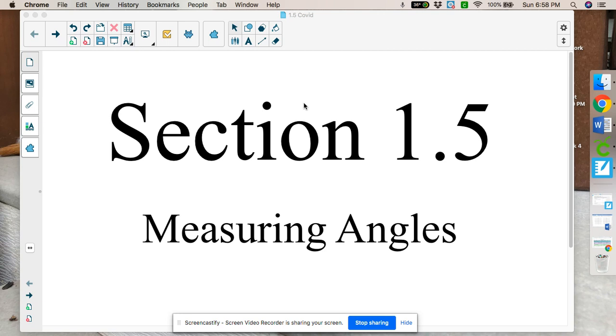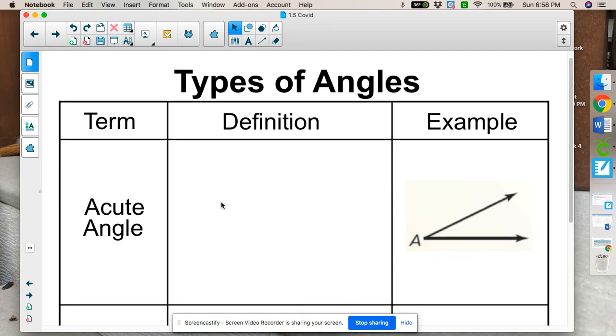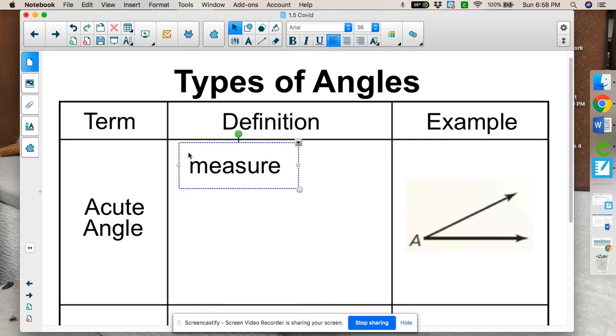All right, guys, section 1.5 is all about measuring angles, and I'm sure you'll see as we get started with the section, you will be familiar with some of the terms that I'm going to introduce to you for section 1.5. So the first thing we want to talk about are the types of angles we are going to be measuring. We can be measuring an acute angle, which means that the angle's measure is between 0 and 90 degrees.